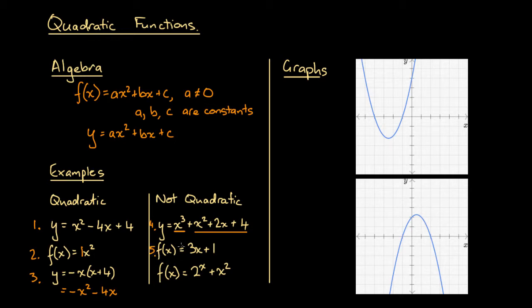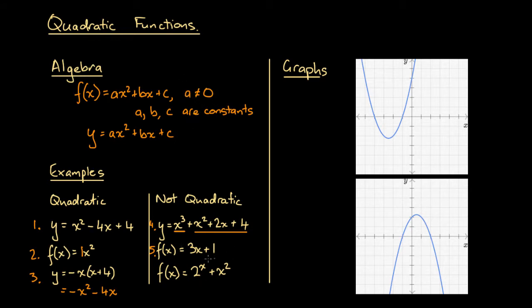What about example 5 here? Well, f of x equals 3x plus 1. Here we have a function where a equals 0. We've got no x squared term here. So we've got b equals 3 and c equals 1. But because we've got a equals 0, it doesn't resemble a quadratic function. It's not a quadratic function because one of our stipulations is that a cannot equal 0.